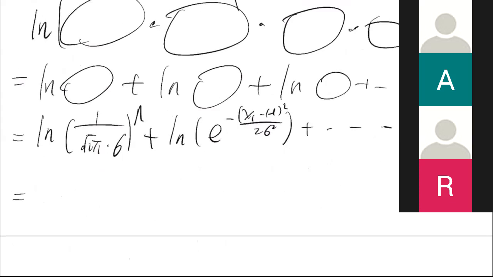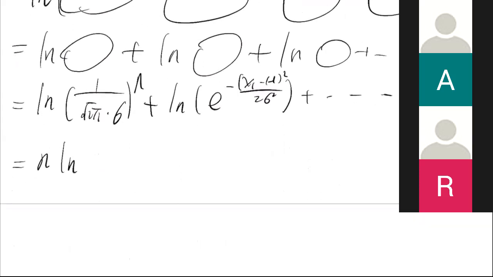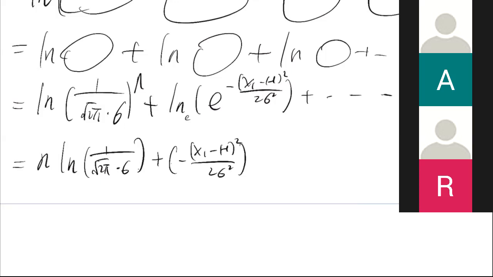So by definition of log, remember that log of x to the n is equal to n times log x. So I'm doing the same thing here. That's n times the log of 1 over square root of 2 pi times sigma, plus, remember this is the natural log, the base is e, so that is directly equal to negative x1 minus mu squared over 2 sigma squared. And the second term is negative x2 minus mu squared over 2 sigma squared.